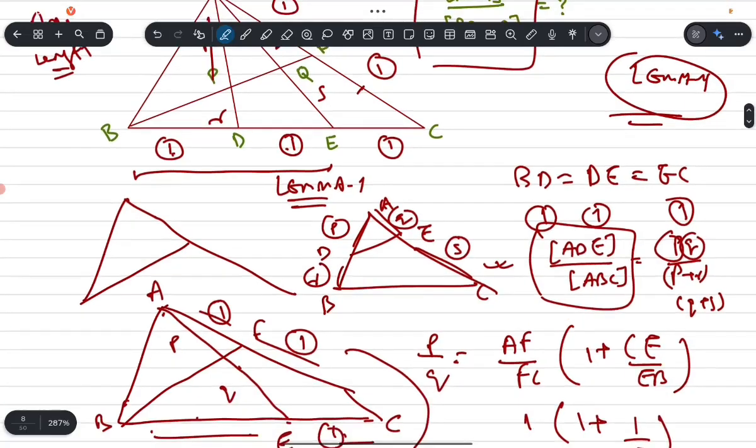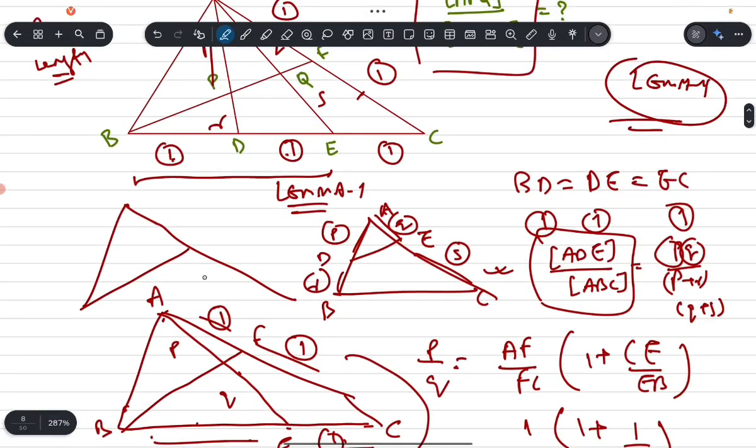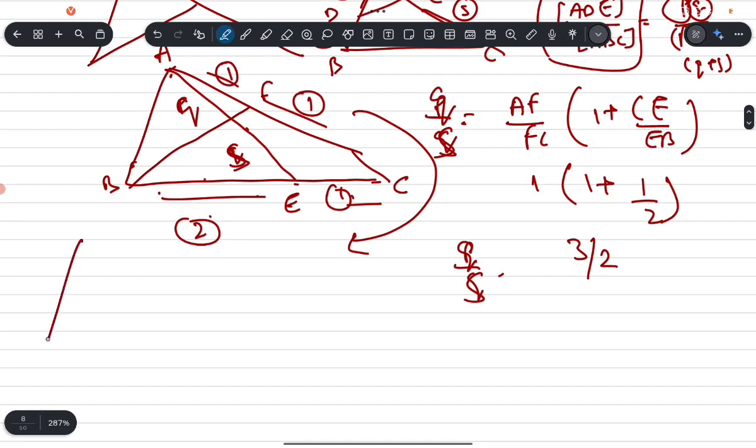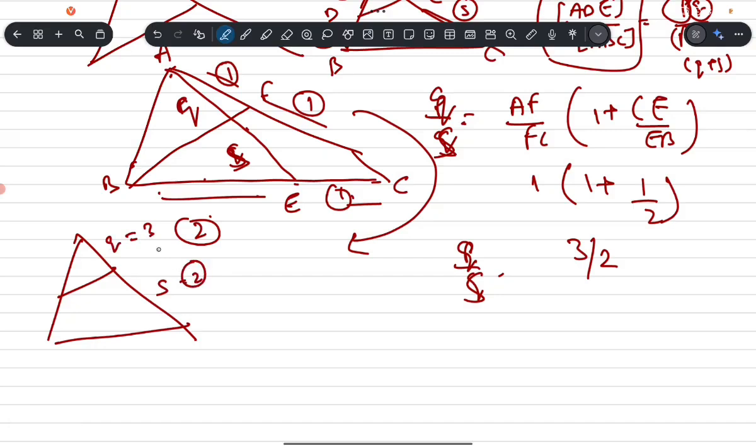It's actually Q by S. Here I have written Q by S. So we need to do that. So we have Q by S to be 3 by 2. Sweet. We have one part of the triangle. Q and S, that's 3, this is 2. Ratio, not the length. Alright.